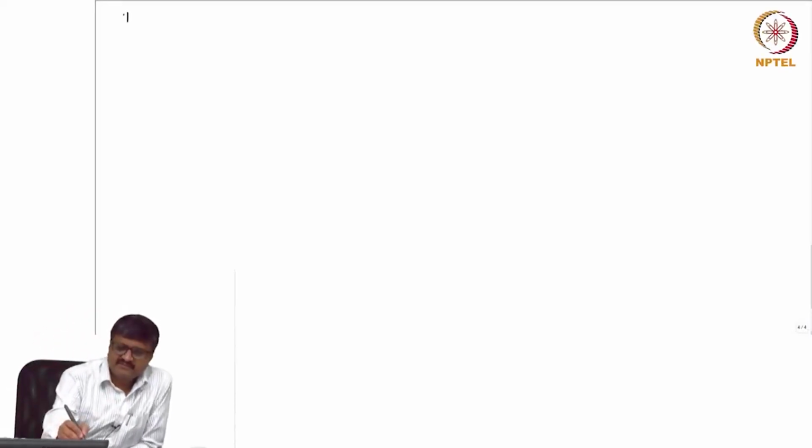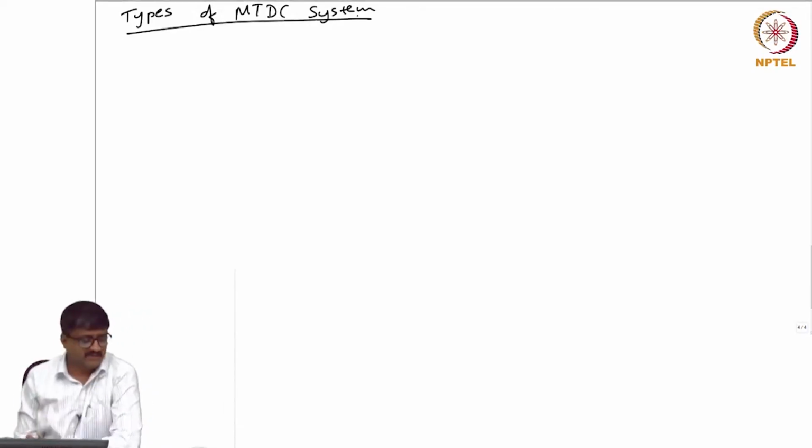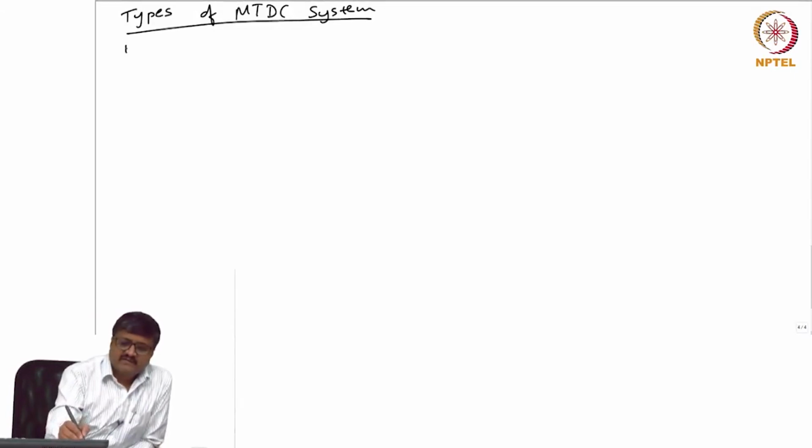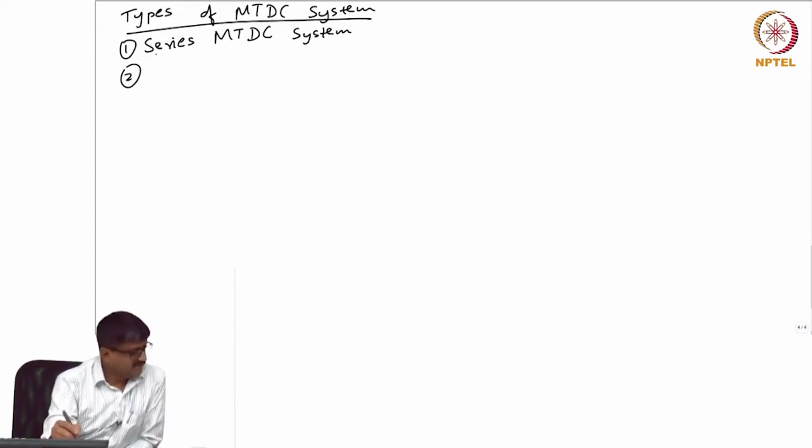There is some classification possible for the MTDC system. So, let us see whether we can categorize the MTDC systems into a few types. There are two broad categories. One is series MTDC system and parallel MTDC system.